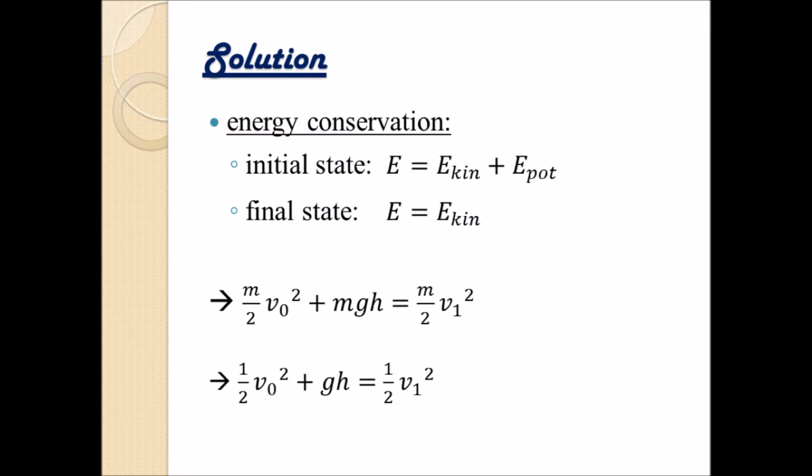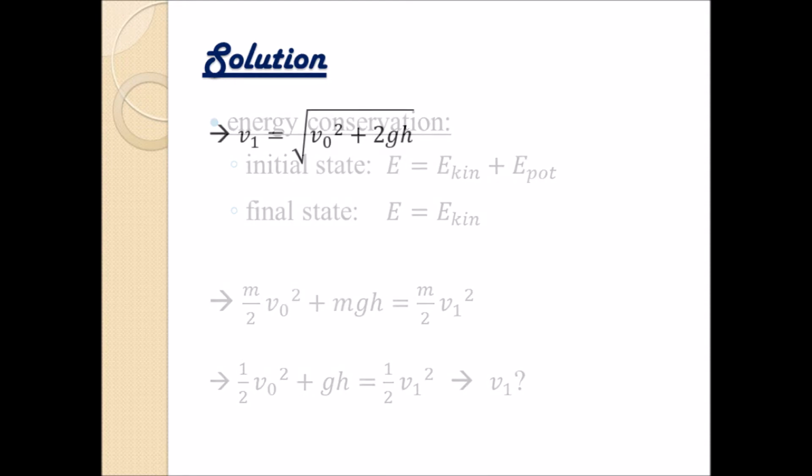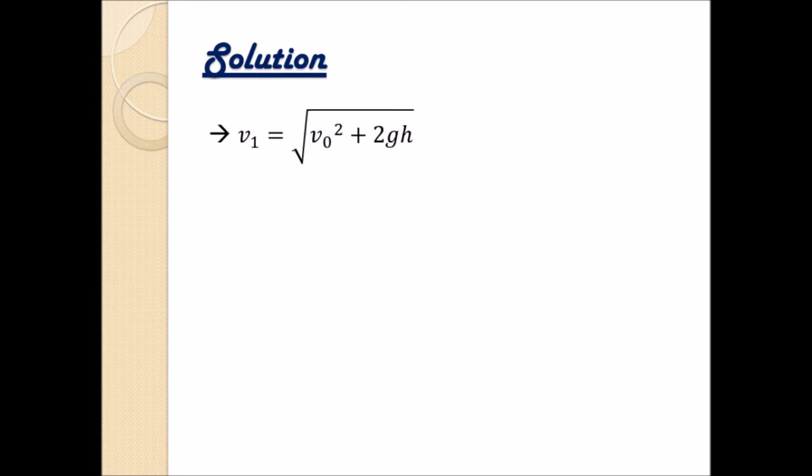And when we have one final last close look, we realize that there is only one unknown variable in this equation, which is indeed the final velocity that we are looking for, v1. And what is it? Well, if we transform the equation so that v1 is on the left-hand side, we can see that the final velocity equals the square root of the initial velocity squared plus 2 times the gravitational constant g and height h.